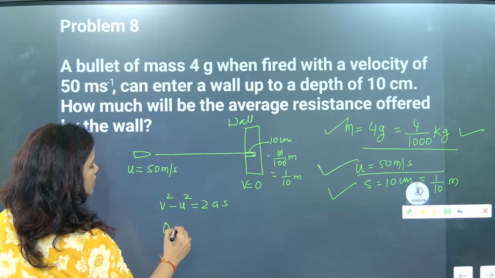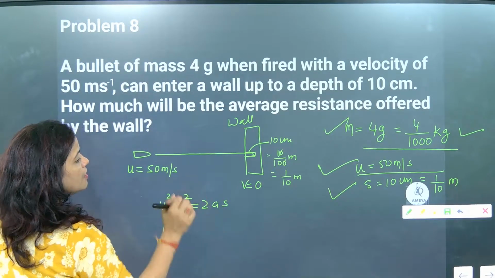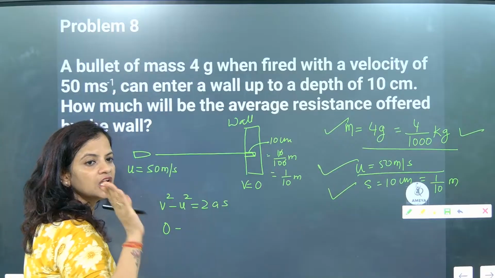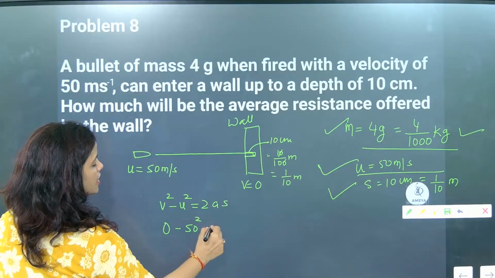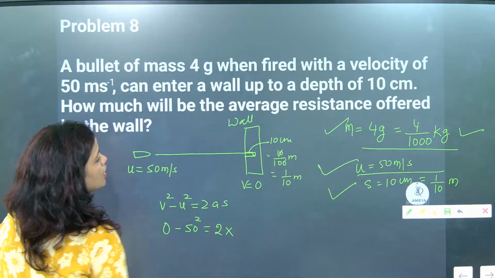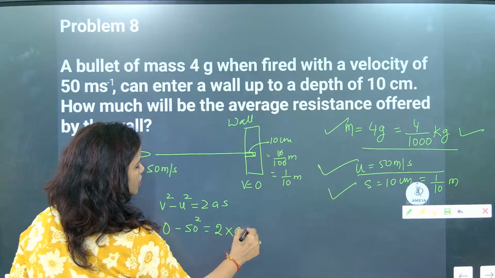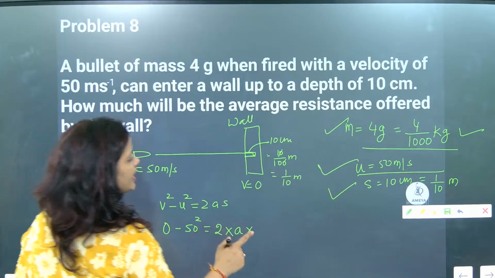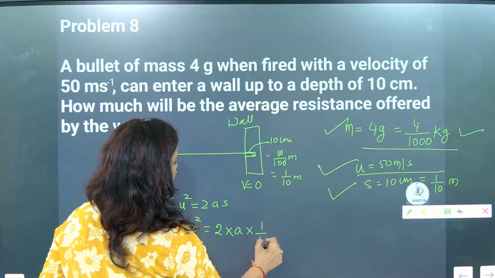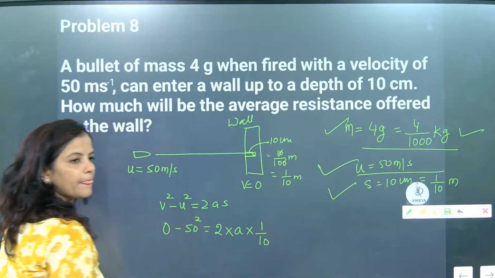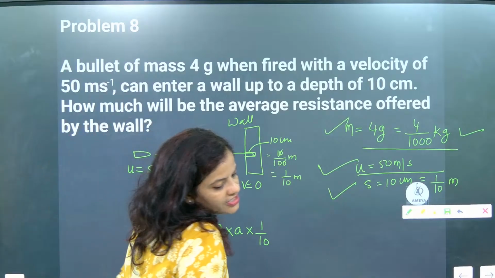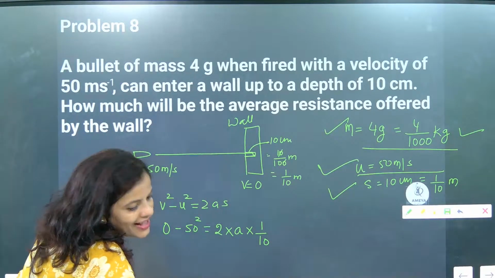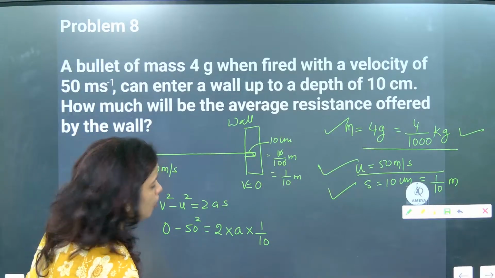V is 0, minus, but here it is resistance, average resistance they are asking. So U is 50 square is equal to 2 into, do you know the acceleration? No. But beta, here retardation is there and displacement is coming as 10. Is it done till here? Is it done till here? What is the final answer coming, children? Come on, say. Acceleration is coming positive or negative?